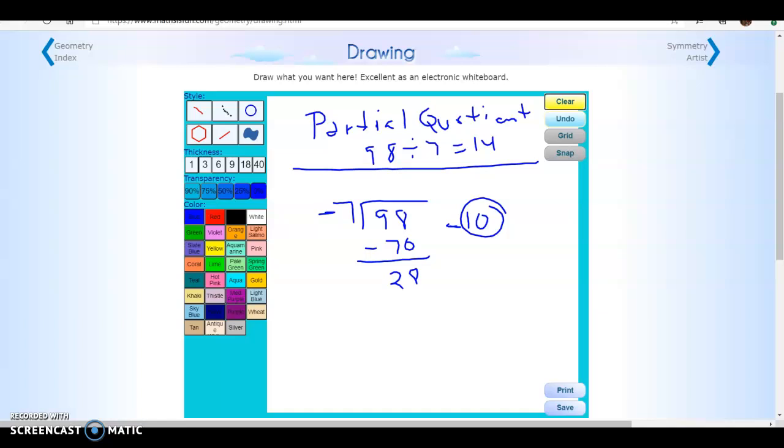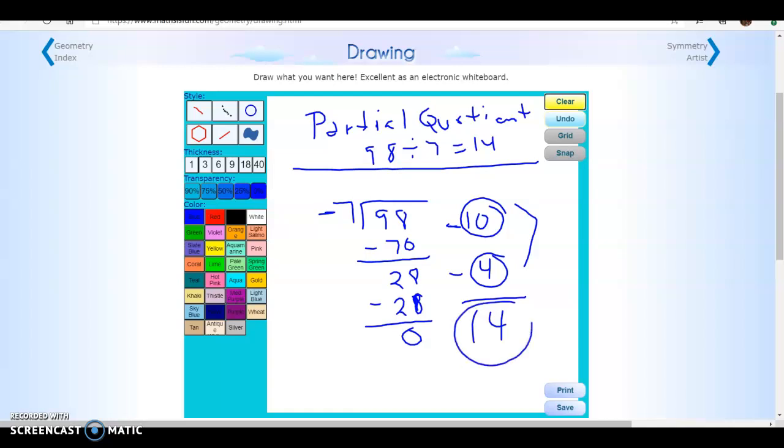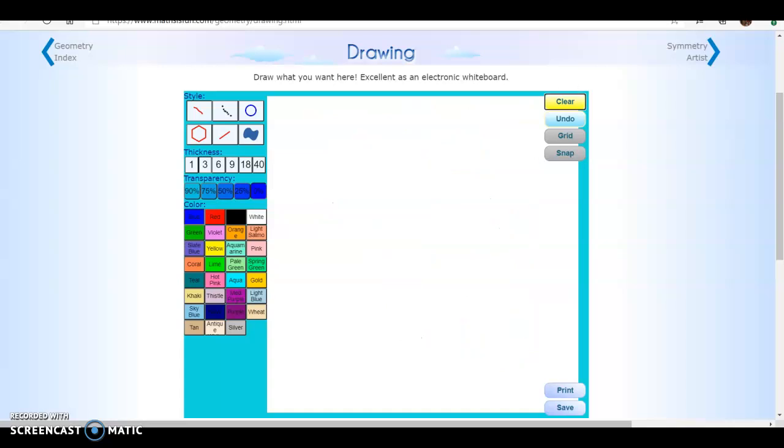Now, we want to take 4 from that, okay? And so then that's going to be 7 times the 4 is 28. And of course, we subtract that, and we have 0. So we look here and we add those, and we get 14. So again, 98 divided by 7 equals 14. That was easy enough. Partial quotient. I like this one as well. All right, and our last one, of course, is our algorithm.